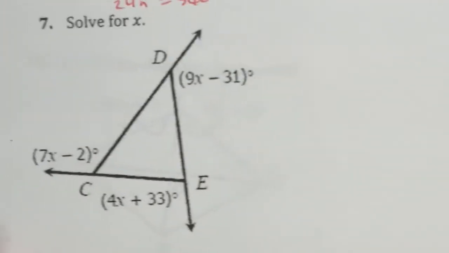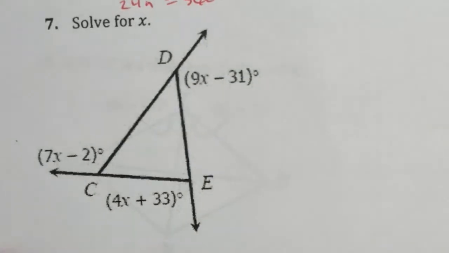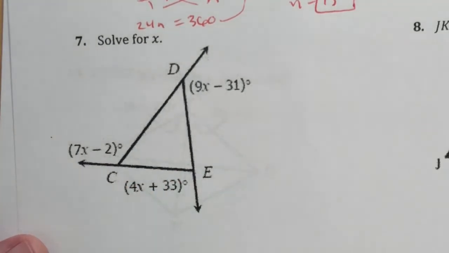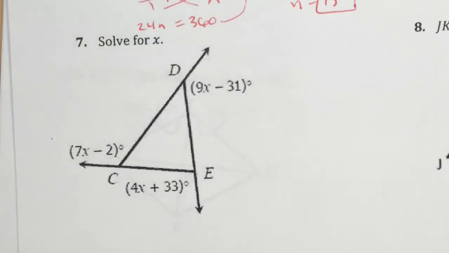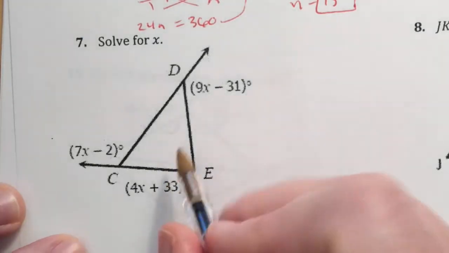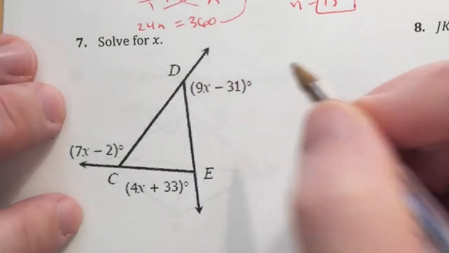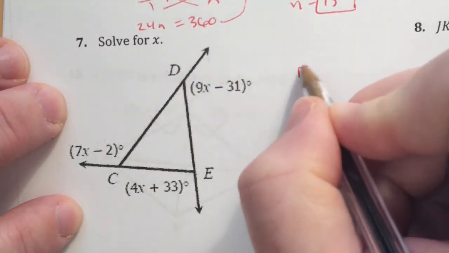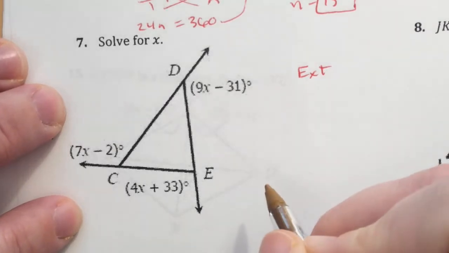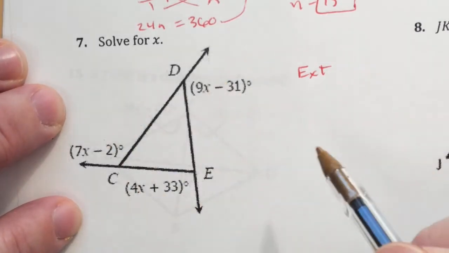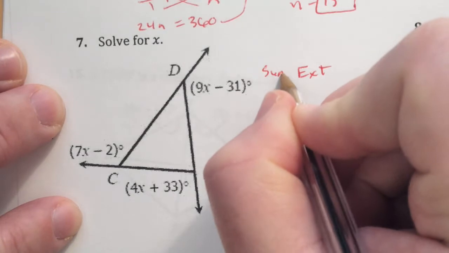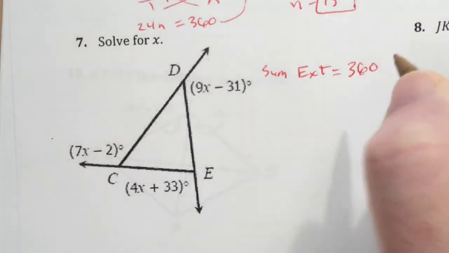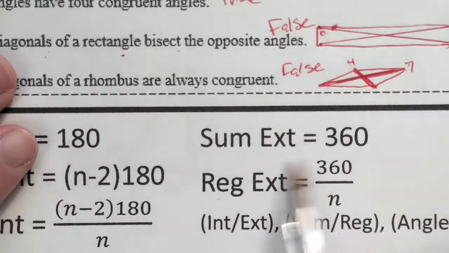All right, next. Number 7. You see how there are letters? You've got to be careful because they're probably going to ask something weird. In our case, they're just going to ask for x, so that's awesome. Are these interior or exterior angles? They're exterior. Are they regular or sum? There's no proof that these are equal to each other, so we're just going to use sum. The sum of the exterior angles is 360.